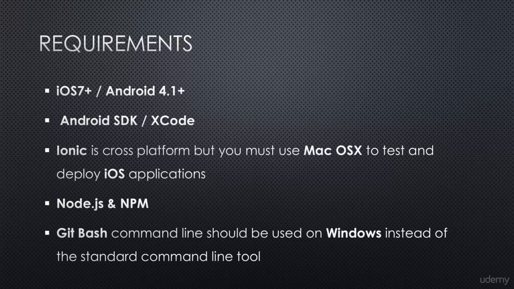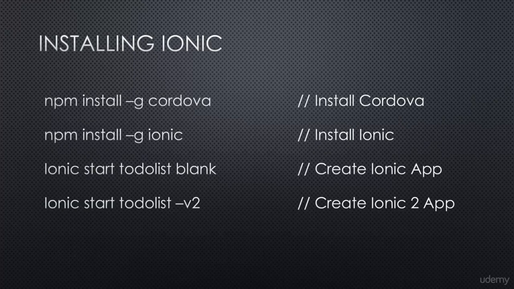So installing and setting up Ionic is pretty easy. First of all, we have to install Cordova, so we're using npm. We just say npm install. This -g here means global, meaning we want to install it so that we can access Cordova from anywhere. Once we do that, we can install Ionic with npm install -g ionic.